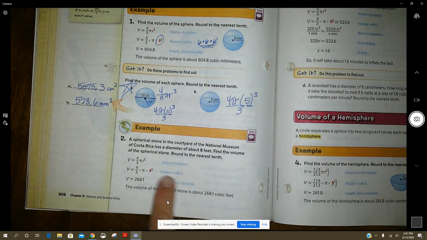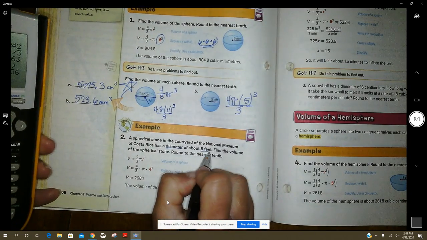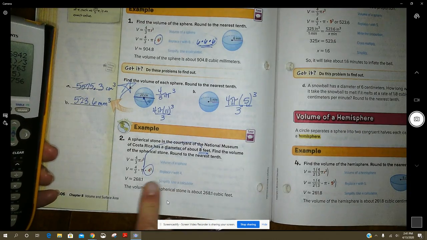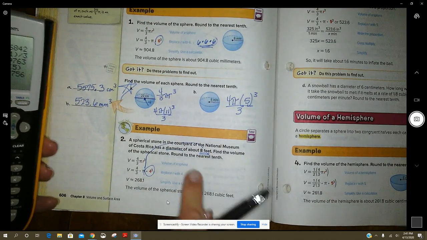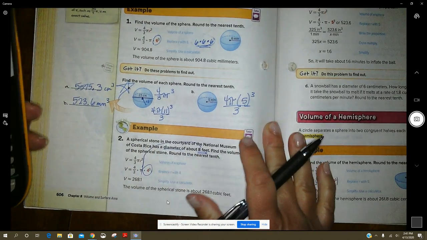Example number 2 down at the bottom. It's just in the form of a word problem. It says that the diameter is 8 feet, so you have to make sure that you divide by 2. That's why they're doing a 4. And it does say that it is a spherical stone, and so it's in the shape of a sphere.